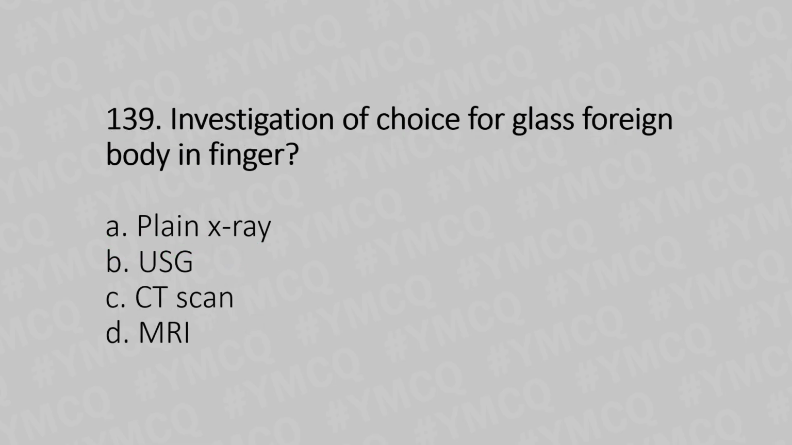Now let's move to question number 139. Investigation of choice for glass foreign body in the finger: option A, plain X-ray. Option B, USG. Option C, CT scan. Option D, MRI. And the answer is option A, plain X-ray.